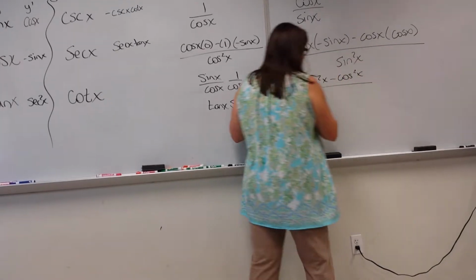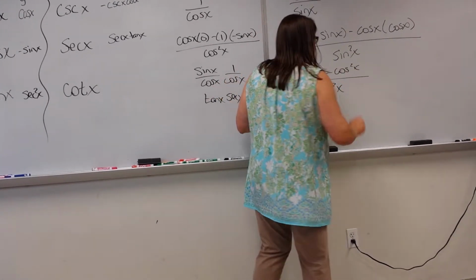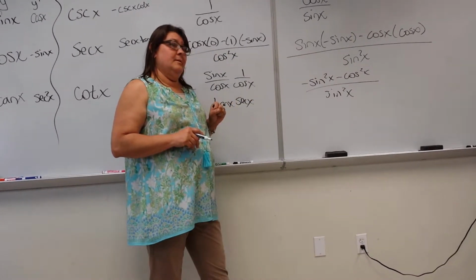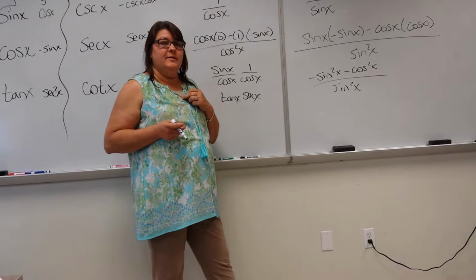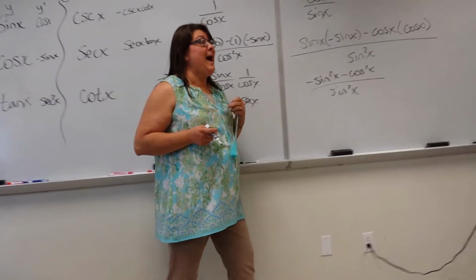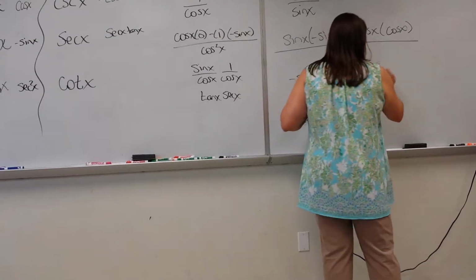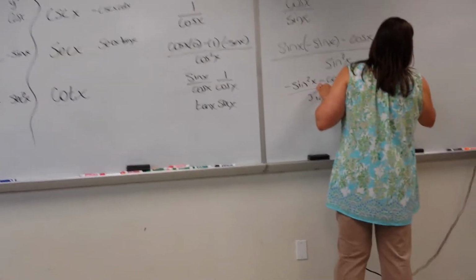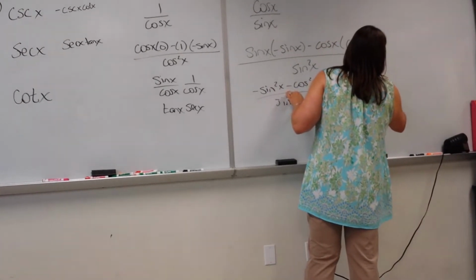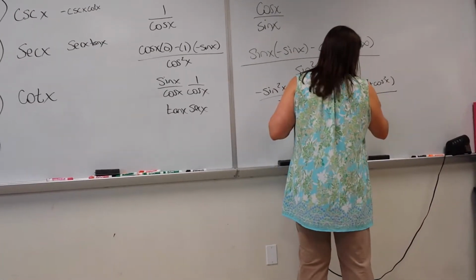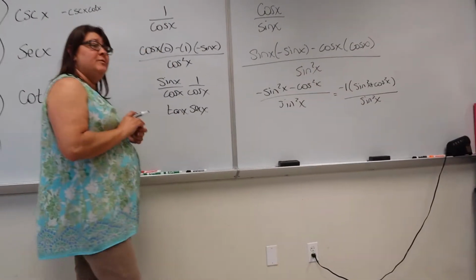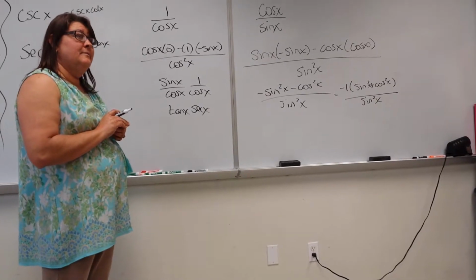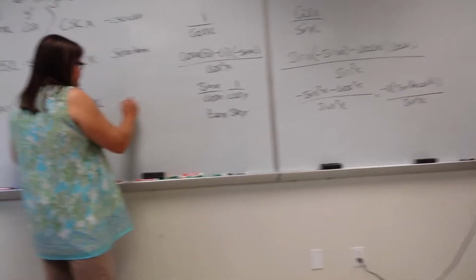You can get rid of the negatives. Can you factor out the negative? What are you left with? Negative 1 times sine squared plus cosine squared, which is 1. Make sense? So it's negative 1 over sine squared. Negative cosecant squared.